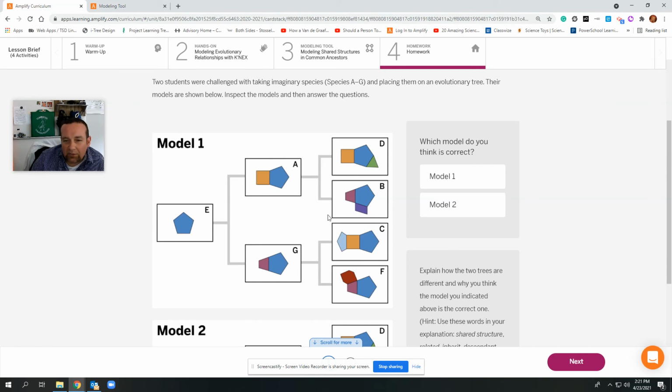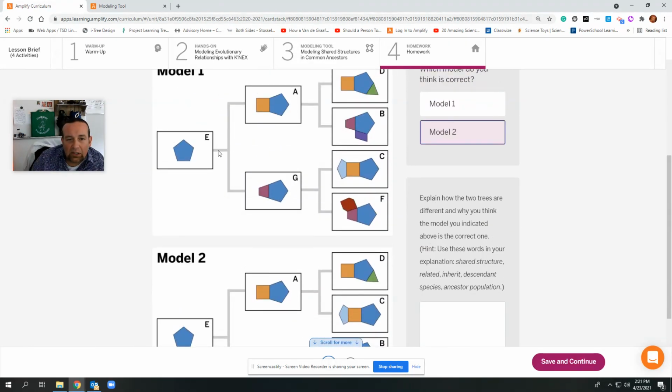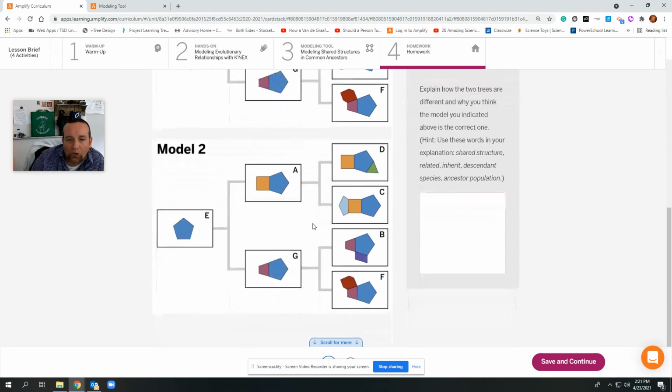All right, friends. The correct answer, we should say which model is correct. It should be 2. Notice how each time this splits at this level up here on this model, we're losing structures and gaining structures kind of randomly, whereas here we're actually seeing those structures that are picked up at this level passed on to this descendant population.